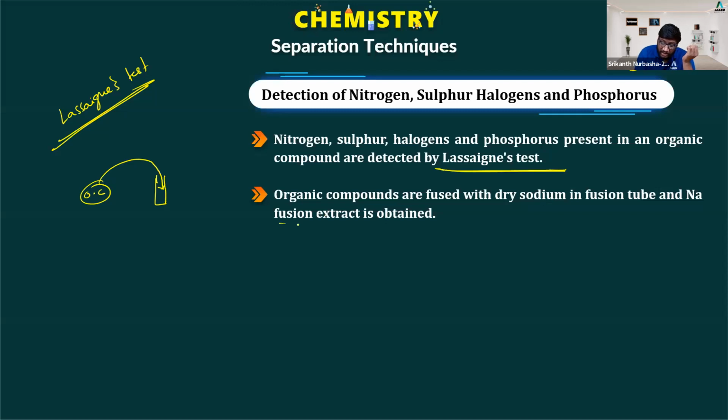How is the sodium fusion extract obtained? You have a very small tube. In that you add an organic compound, and in that you add sodium. Sodium is very reactive with water, so that sodium, which is actually stored under kerosene, is added. A small piece of sodium metal is added.